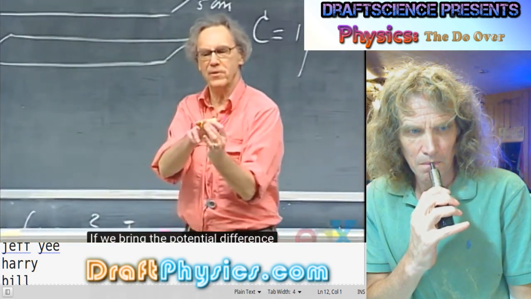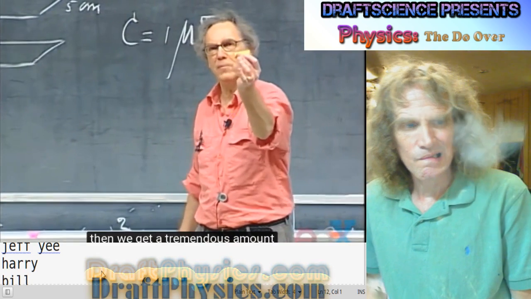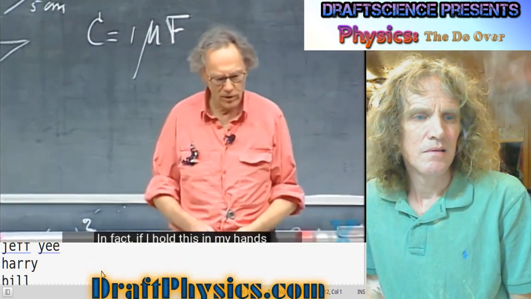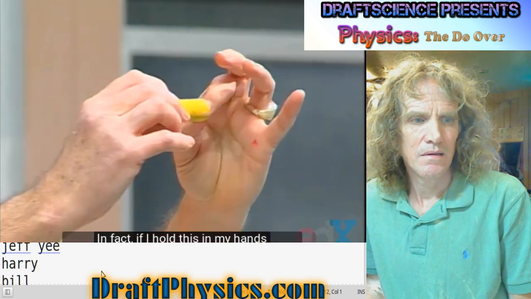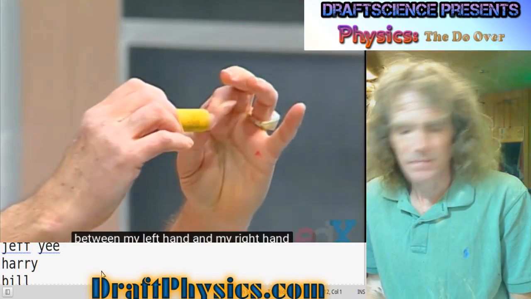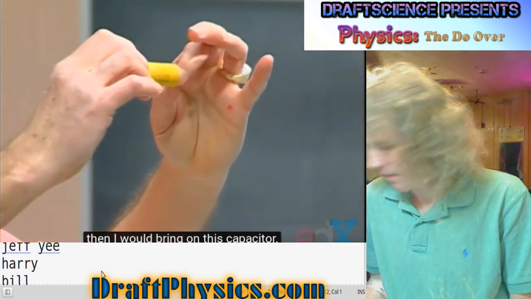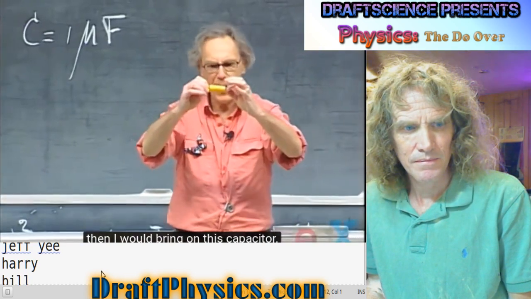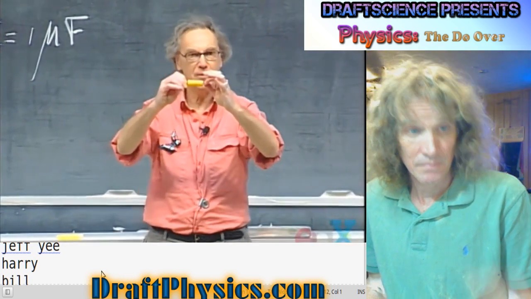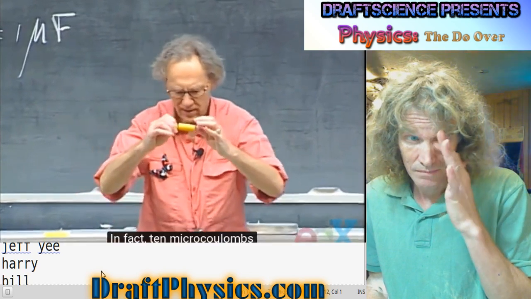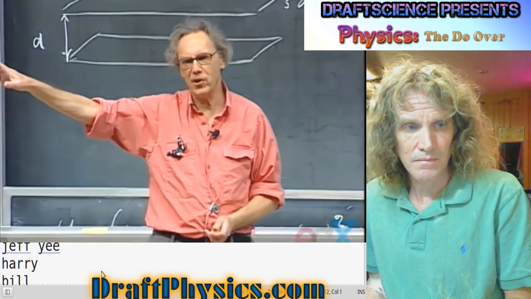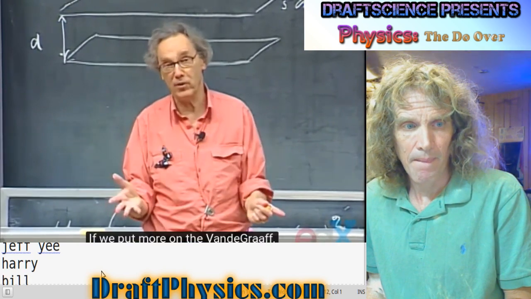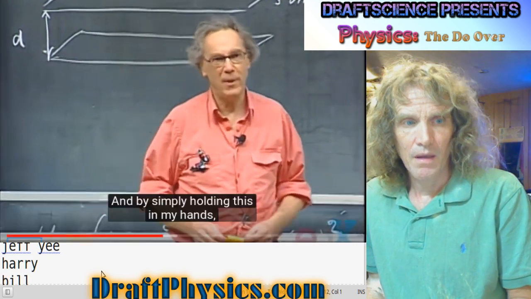If we bring the potential difference over here, then we get a tremendous amount of charge on here. In fact, if I hold this in my hands, and if I assume that the potential difference between my left hand and my right hand is 10 millivolts, then I would bring on this capacitor 10 microcoulomb. That is a tremendous amount of charge. In fact, 10 microcoulomb is the maximum charge we can ever put on the big Van de Graaff. We calculated that last time. If we put more on the Van de Graaff, it goes into discharge.